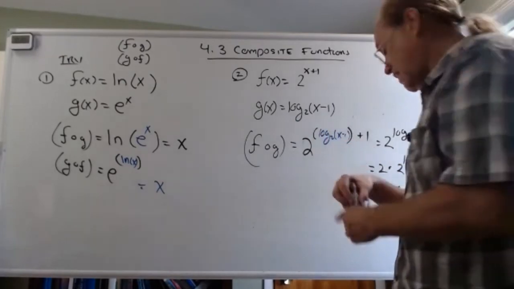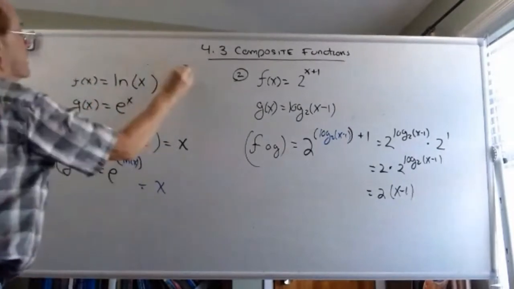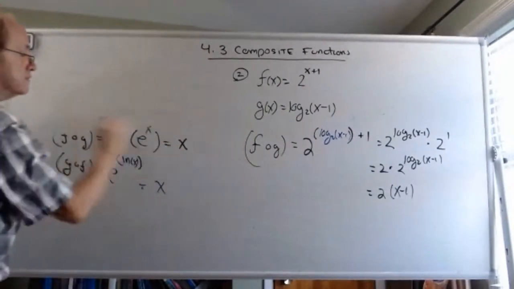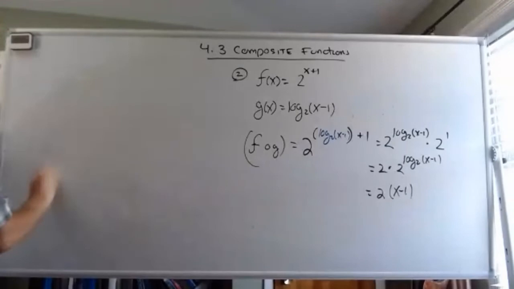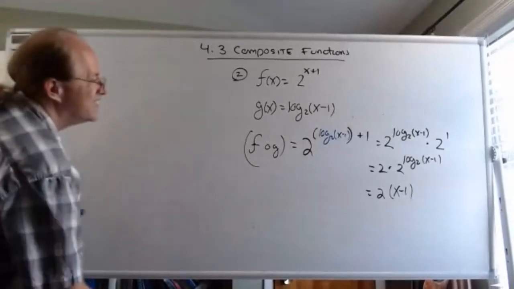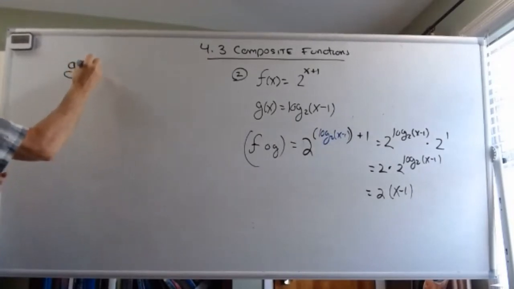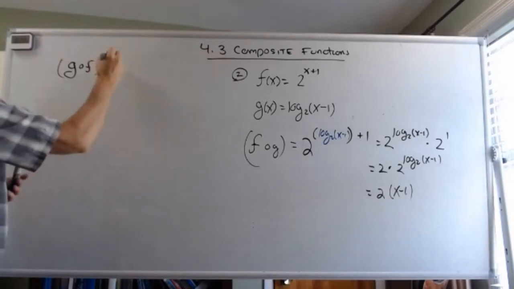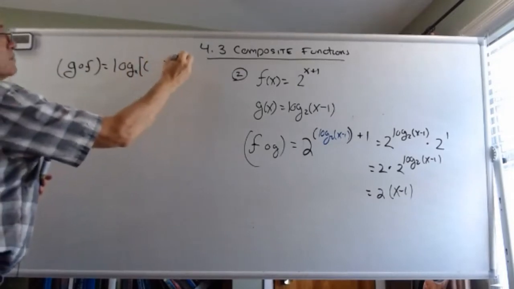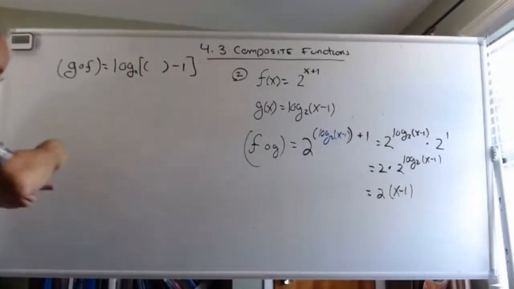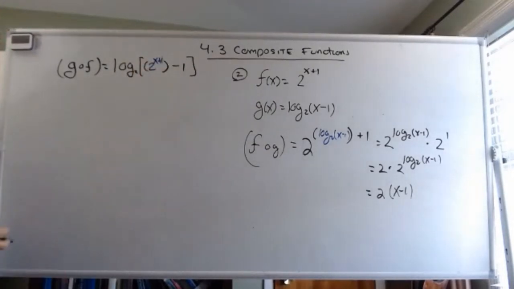Now the other, g composed with f, there's not much you can do there. Let's just put it out and we'll see. So now we're going to do the opposite, which is g composed with f. So now my functional form of g is log base 2 of my input, and then subtract 1. Well, what is my input now? It's 2 to the x plus 1. There's nothing I can do.